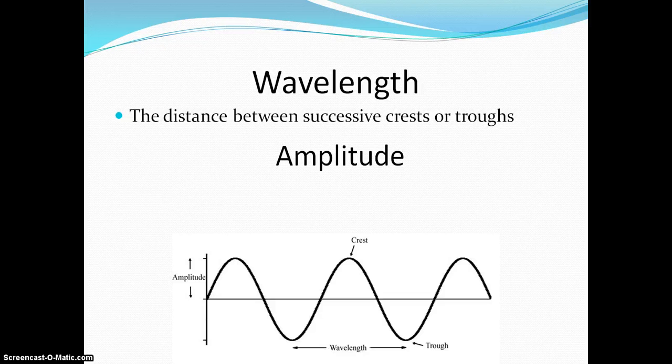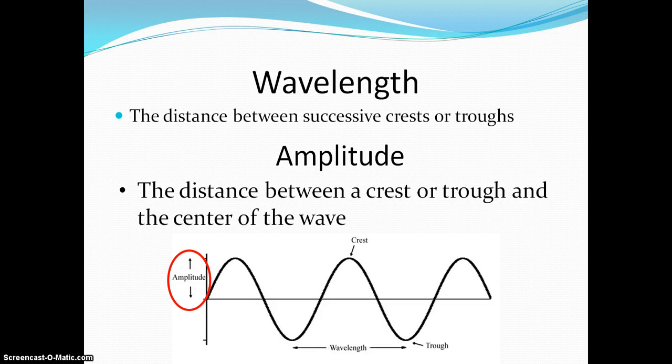Amplitude. Amplitude is just going from the middle of the wave to either the top or the bottom point. So going from the middle to a crest or going from the middle to a trough. You see it circled here. Again, it's the distance between a crest or trough and the center of a wave. So the line going down the middle, you can see it here, going straight through the wave. The middle to the top would be the amplitude to the crest, or if you do it from the bottom, starting here, going down to a trough. That's the amplitude.